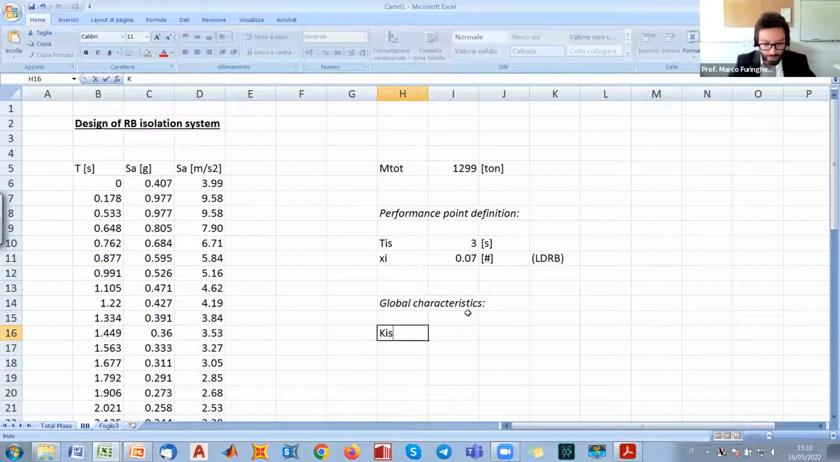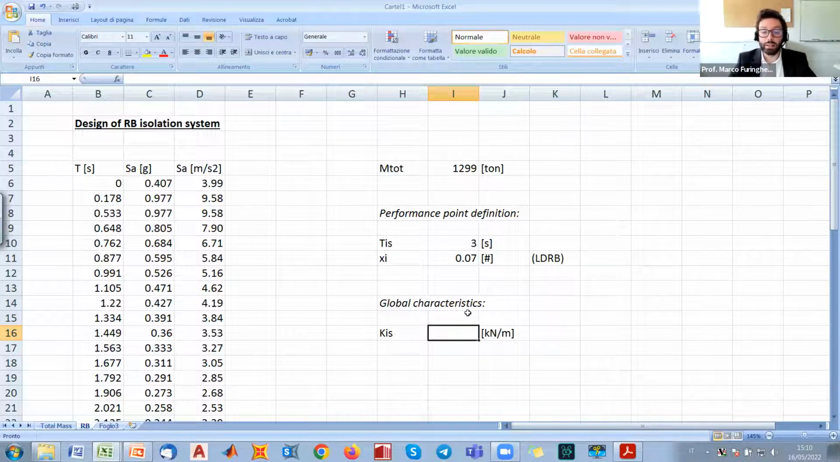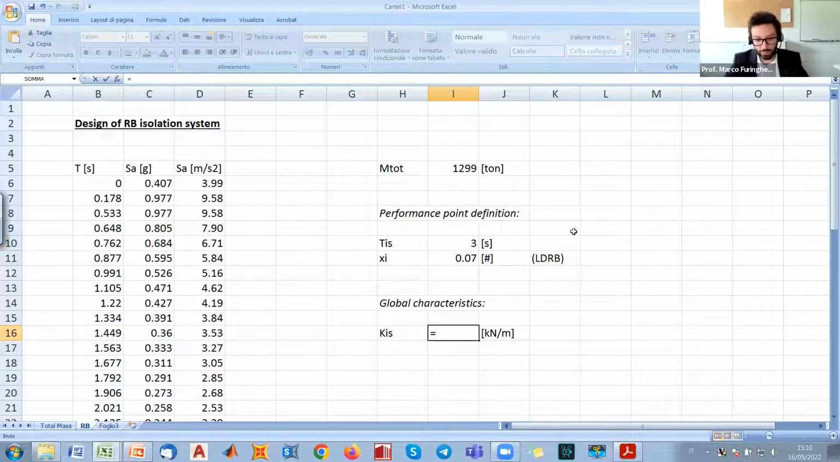Let's call it K isolation, in kilonewton over meter, which is just a stiffness. This has to be computed according to the definition of period for a single degree of freedom oscillator. We have the period value, we have the mass. So this is equal to the total mass of the building times omega squared, which is 2 times pi, which is 3.14, divided by the period squared.